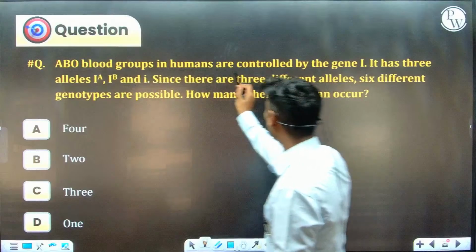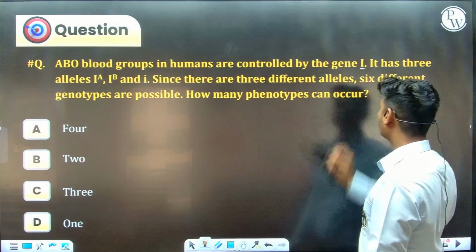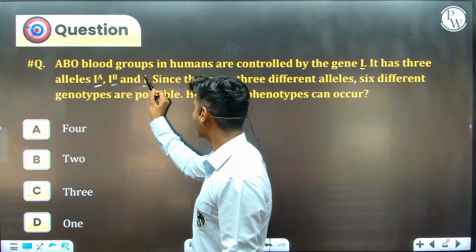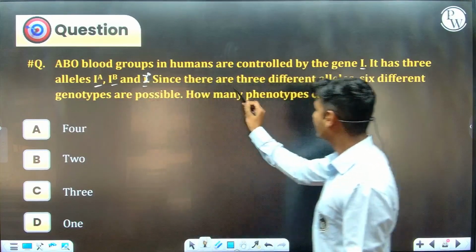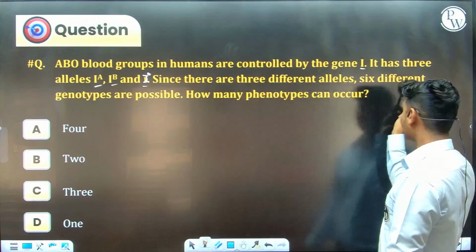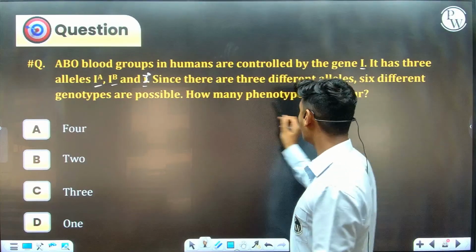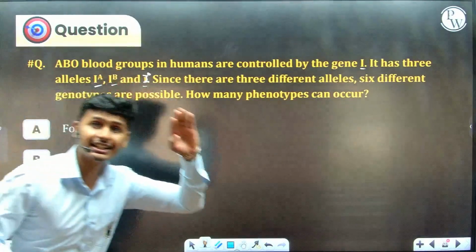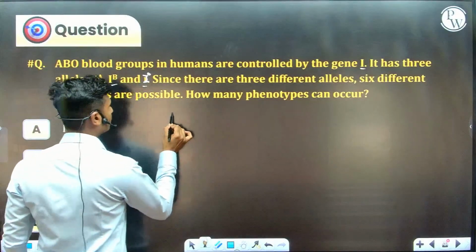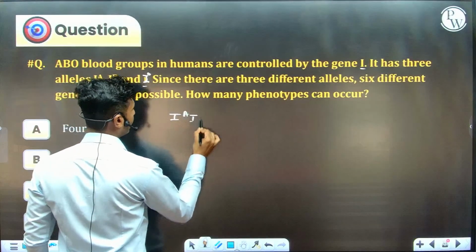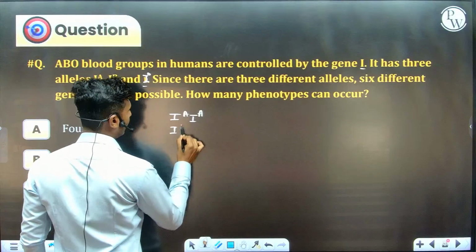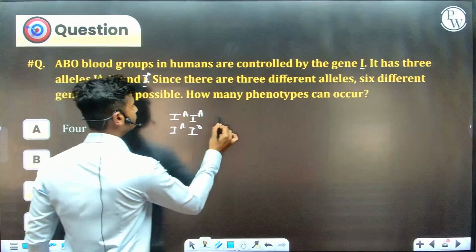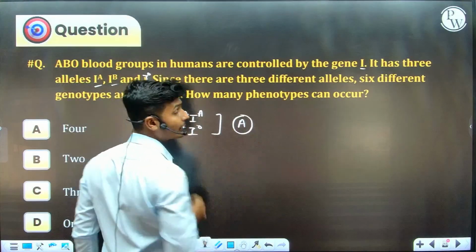ABO blood group in humans is controlled by the gene I. It has three alleles, IA, IB, and IO. Since there are three different alleles, six different genotypes are possible. How many phenotypes can occur? Look, IA IA is the first genotype. IA IO is the second genotype. Both represent blood group A, meaning the phenotype is blood group A.